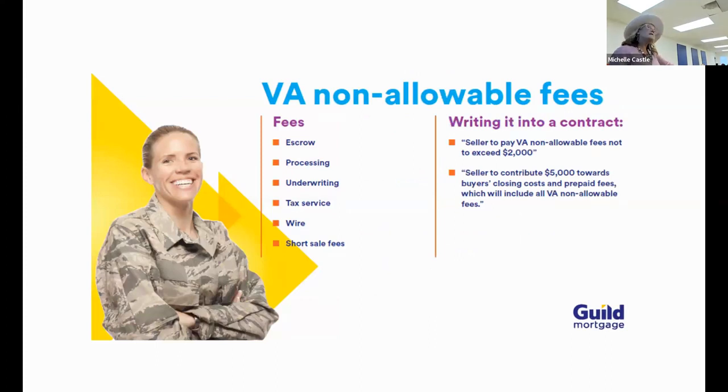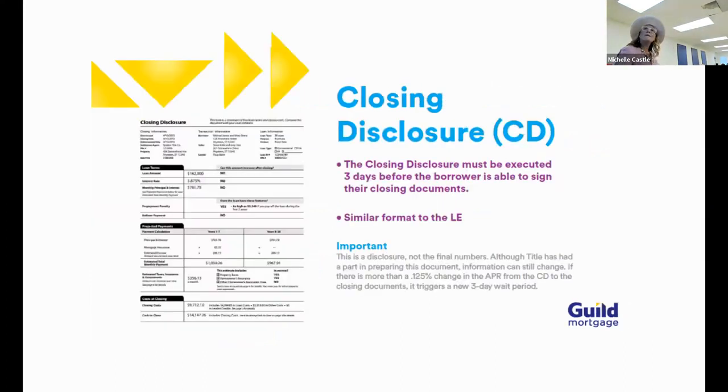The non-allowable fees that you'll hear on VA loans are basically third-party fees that the veteran can't pay. VA says that the veteran can pay up to 1% of the loan towards their VA non-allowables as long as they're not paying an origination fee. So the calculation can get a little funky. If you're not sure, just run it by us.